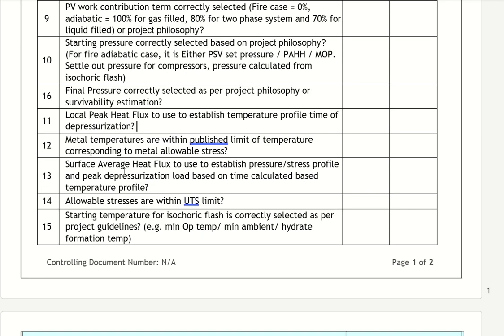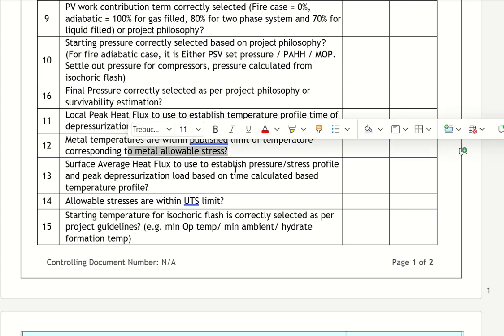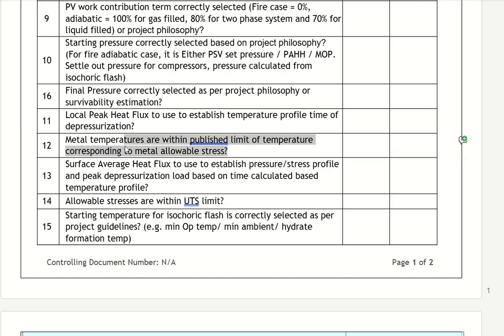Then we talk about whether metal temperatures are within the published limit of the temperature corresponding to the metal allowable stress. Same thing I was talking about previously. It is applicable for jet fire. When we do jet fire, because of the high heat flux, there are chances of premature loss of containment because of damage to the piping.